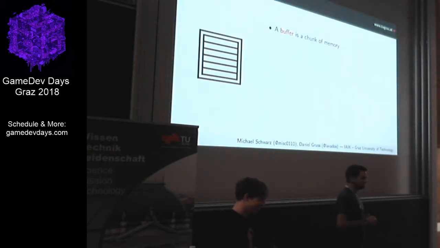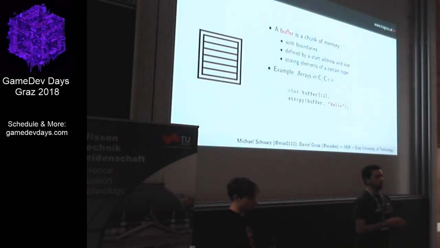But never mind. When we are talking about a buffer, we are talking about a chunk of memory that we have in our system. This chunk of memory has boundaries, it's defined by a start address and a size, and it stores elements in memory. Every one of you has already programmed in low-level languages like C, C++, or also high-level languages. You know arrays and how to use them. As a simple example, we have this buffer here, which can store up to 12 elements, and we just copy some letters into it.